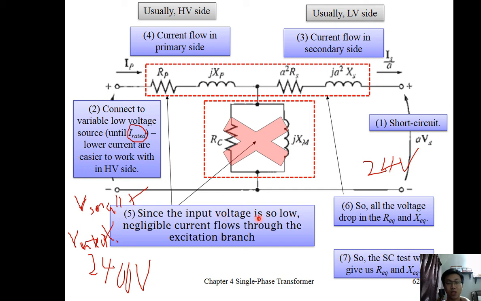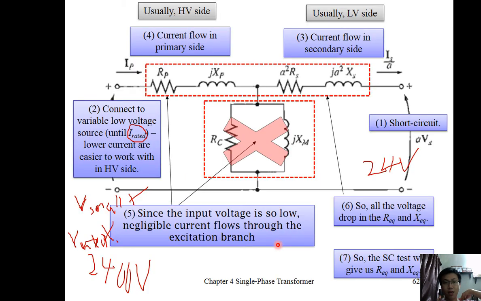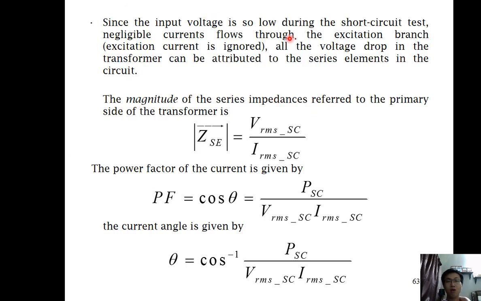And then since the input voltage is so low, negligible current will flow through the excitation branch. We don't need to excite it actually. We assume there's no current flowing through it. So all the current will flow through this one, so all the voltage drops in R equivalent and X equivalent. So the short circuit test will give us R equivalent and X equivalent. This is well explained here, but I did not read it out. Since the input voltage is so low during the short circuit test, negligible current flows through the excitation branch.